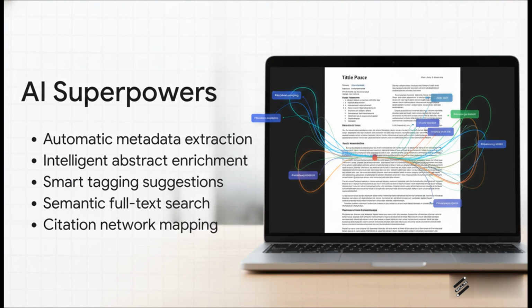But whichever tool you go with, these are the superpowers you're unlocking. Instead of you sitting there manually typing out citations, the AI analyzes the text and automatically extracts metadata. We're talking authors, the DOI, publication year. It intelligently enriches the abstracts by pulling out the specific populations or methods they used. It even suggests tags. Plus, you get semantic full-text search. This is huge. It means you can search for a broad concept, and the AI finds it in the actual text, even if that specific keyword isn't in the title.